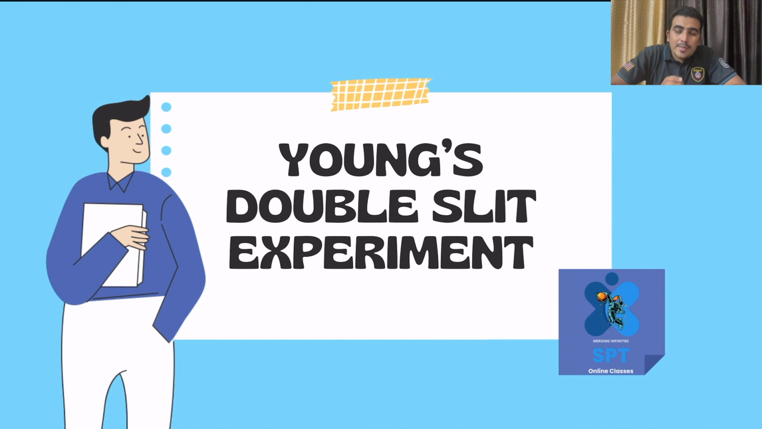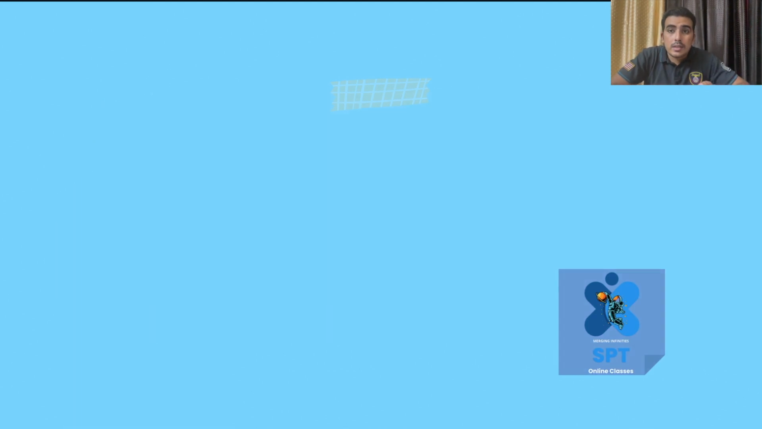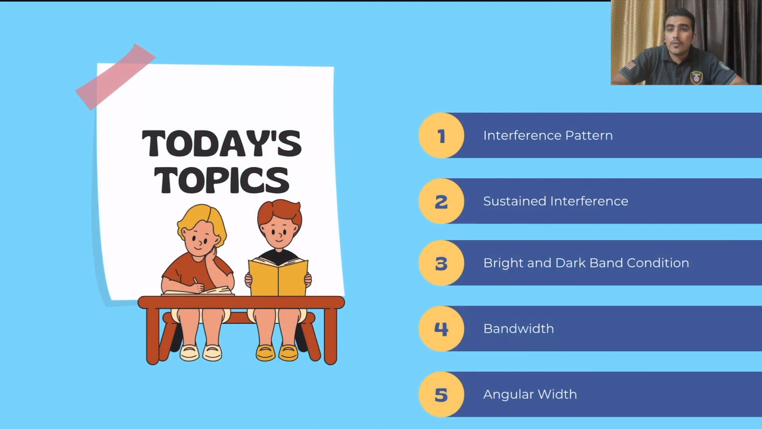So, in Young's double slit experiment, what all things do we need to learn? My plan is to focus on a few points: the interference pattern, the second point is sustained interference, the third is bright and dark band conditions, then comes bandwidth, and finally angular width. We already made a video based on constructive interference and destructive interference, where I mentioned the bright band and dark band conditions. So today we will be focusing basically on the other points.